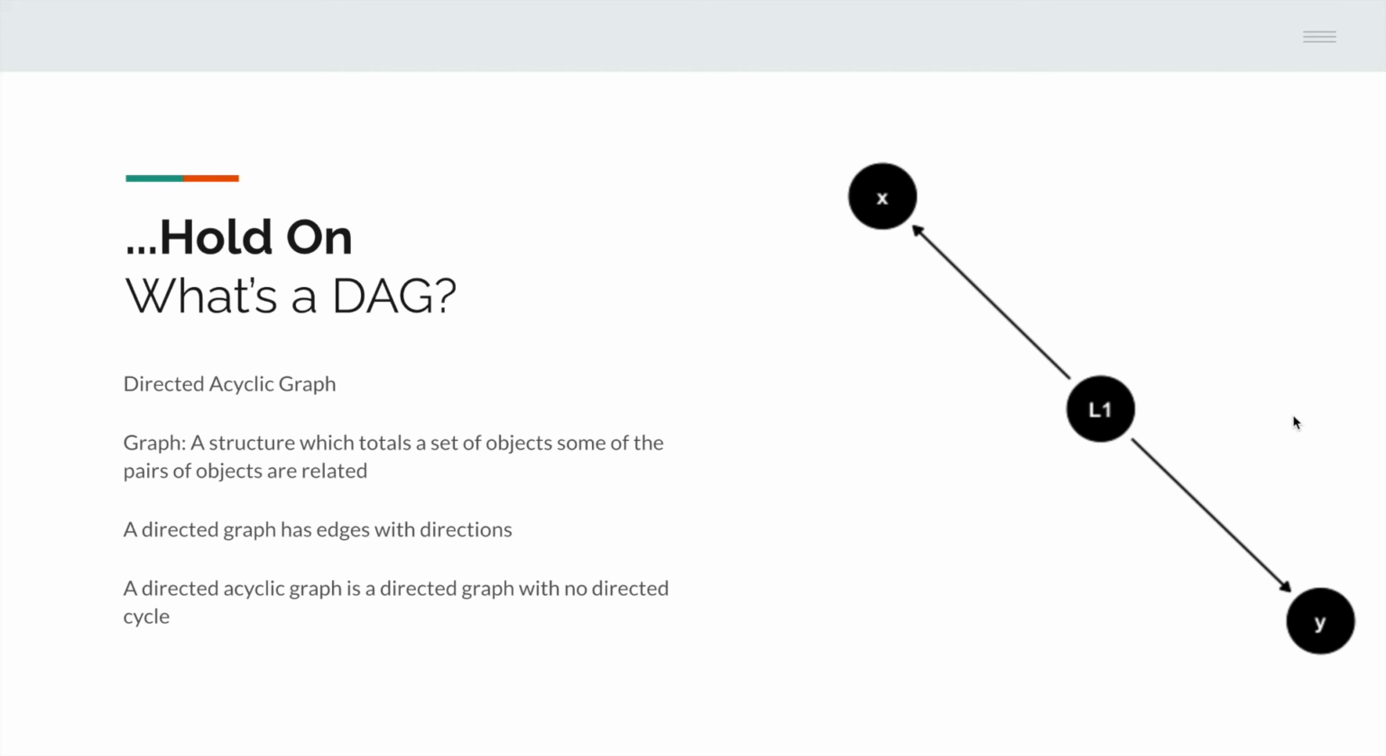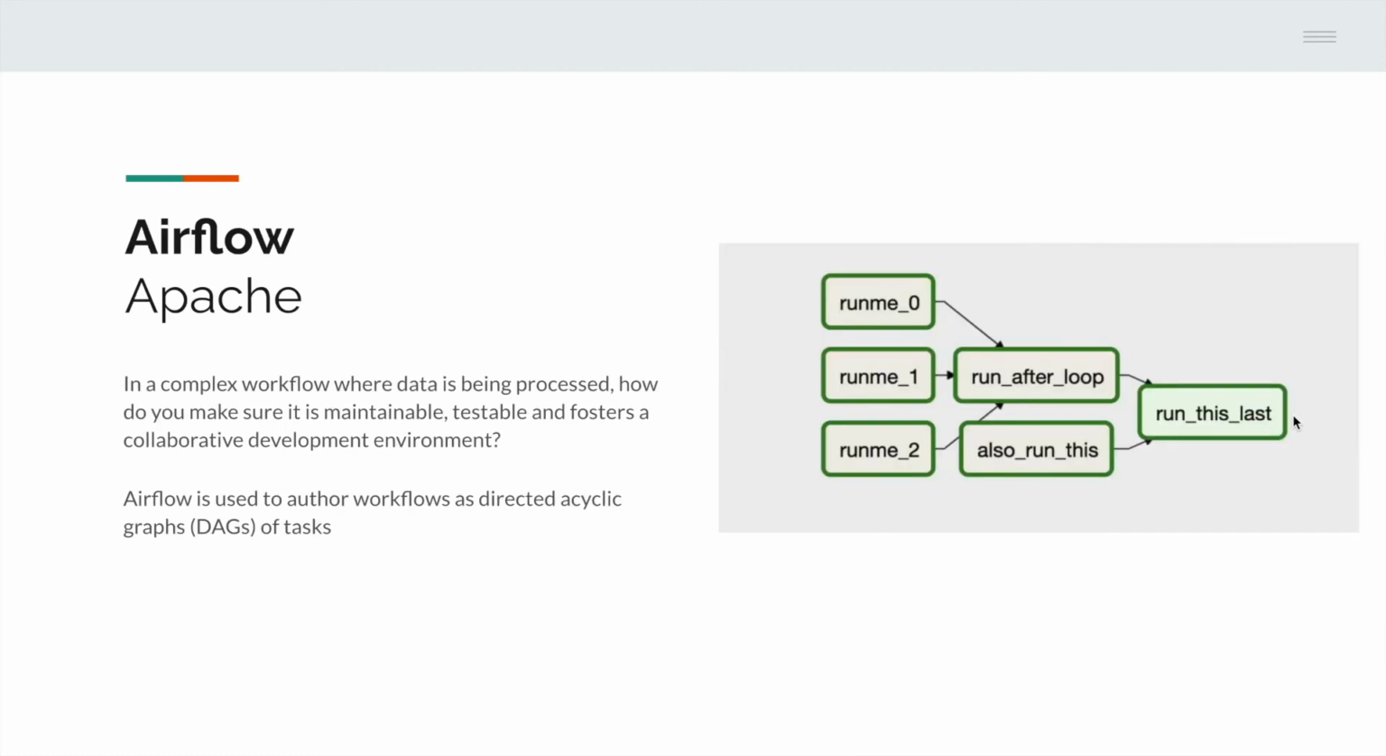This is an example of an acyclic, non-cyclic rather, graph. So if I start at L1, I can either go to Y or I can go to X. So put it all together, it's a directed acyclic graph. And if you now look at the Apache Airflow example I have here, the very simple one, this is a graph. So run me 0, run me 1, run me 2 runs first, which goes off to run after loop, and run after loop, and also run this terminate at run this last. Okay, so hopefully that gives an idea what DAGs are, and if you read about it online, you'll be able to navigate it a bit easier now.